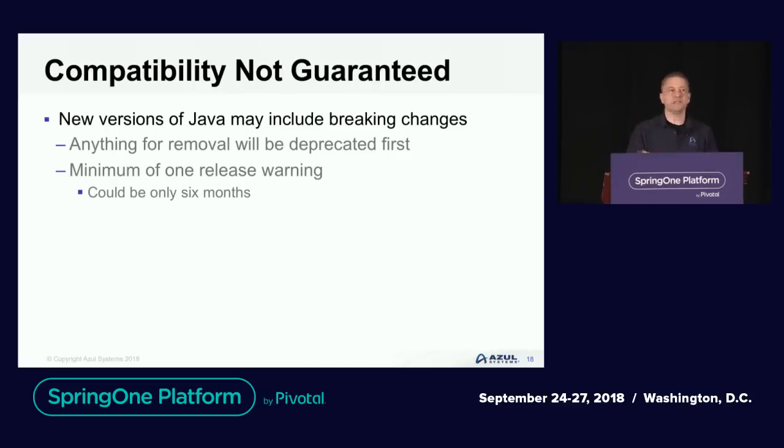And they very generously said they will give you a minimum of 1 release warning, which is good because if they gave you less than 1 release warning, it would be no warning at all. So you could potentially only get 6 months warning of a feature going away. And you have to think to yourself, okay, can I deal with that? Do I need to think about how to deploy my application? Do I need to think about whether I'm going to use that version of the JDK and so on?